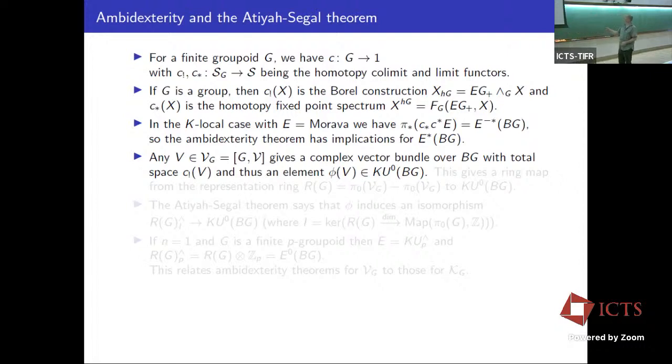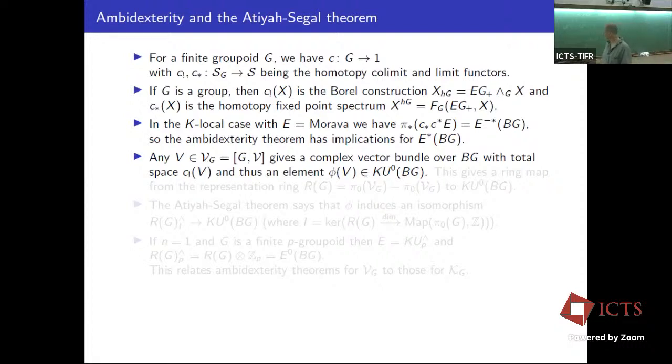So if I've got this V, then I can just take, and so you've got your C lower shriek V, so that's V crossover G, EG, and that has a projection down to a point crossover G, EG, which is EG mod G, which is BG. So you've got this space over BG, and this is actually a vector bundle. Right? It's easy to see that's a vector bundle.